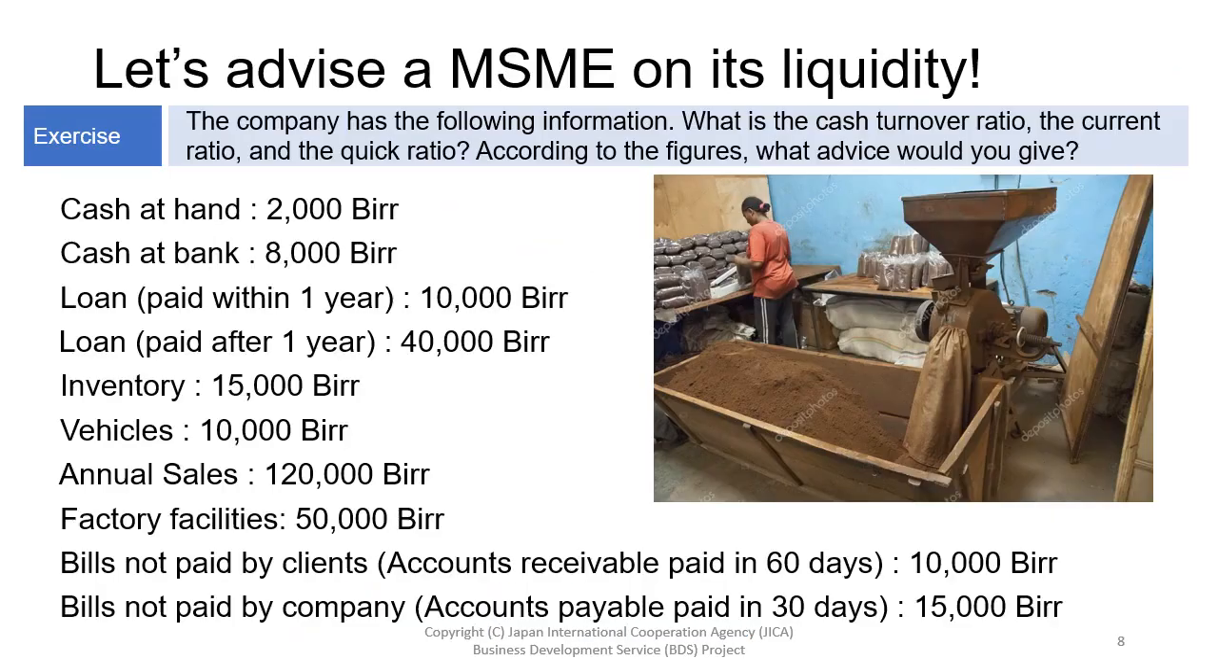Now, let's try an exercise. A company that produces coffee has the following information. First, try making a balance sheet for them. Then, calculate the cash turnover ratio, current ratio, and quick ratio. Also, try to think about what the figures mean. Do you think this MSME has enough liquidity?